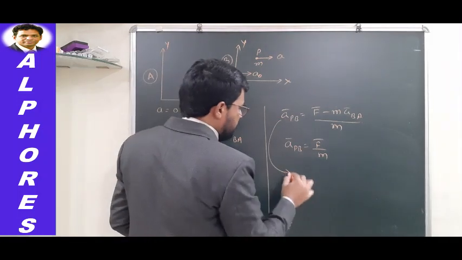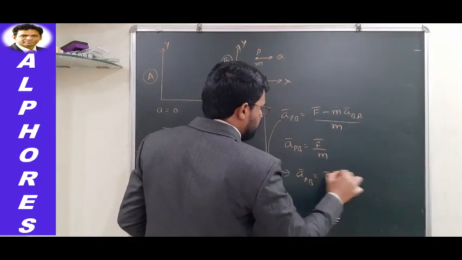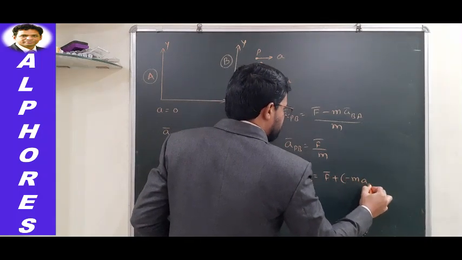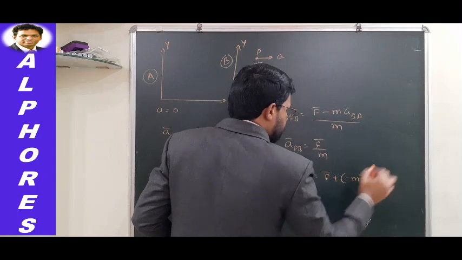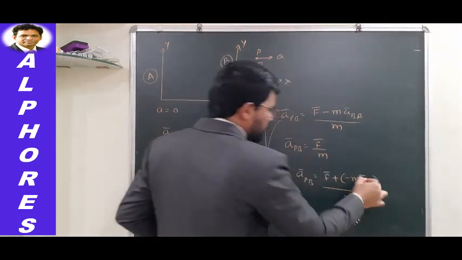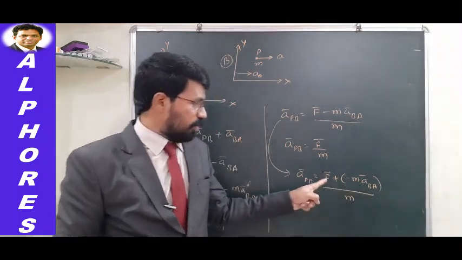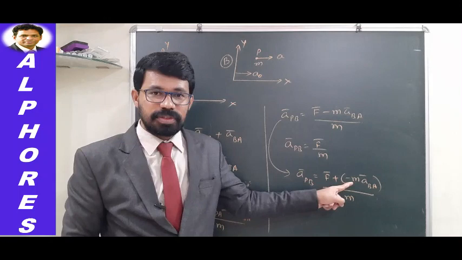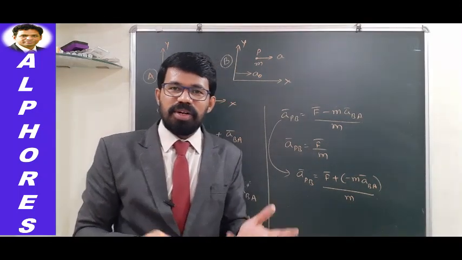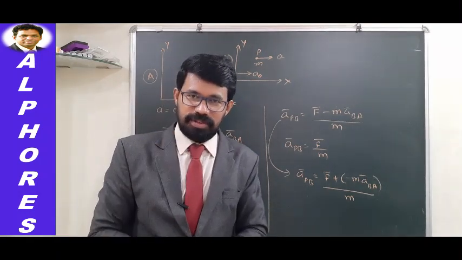So this can be further written as acceleration of particle P with respect to B is equal to F bar plus minus M A_BA bar by M. So here we are having a sum of two forces. One force is a real force, the other force we don't know what that is, because nobody is exerting that force.